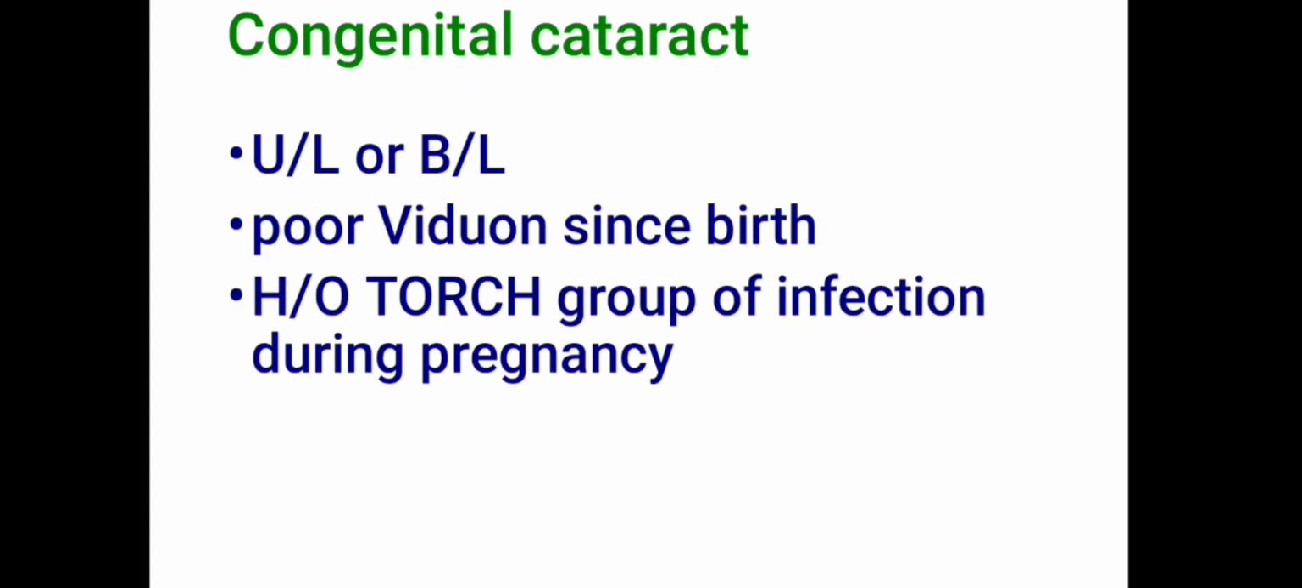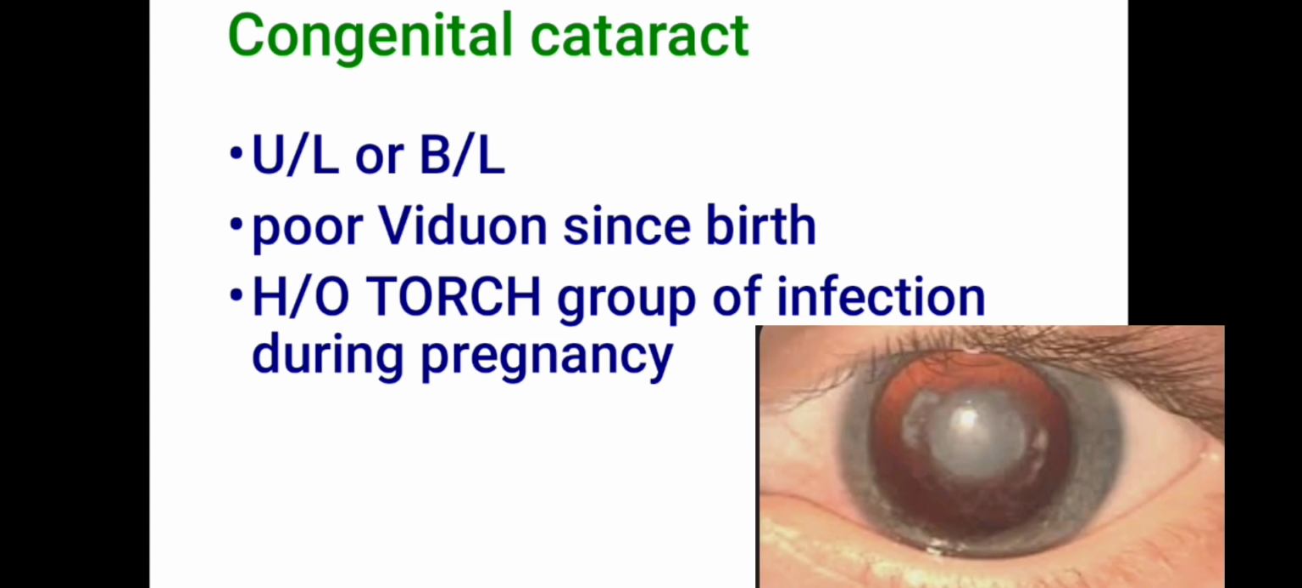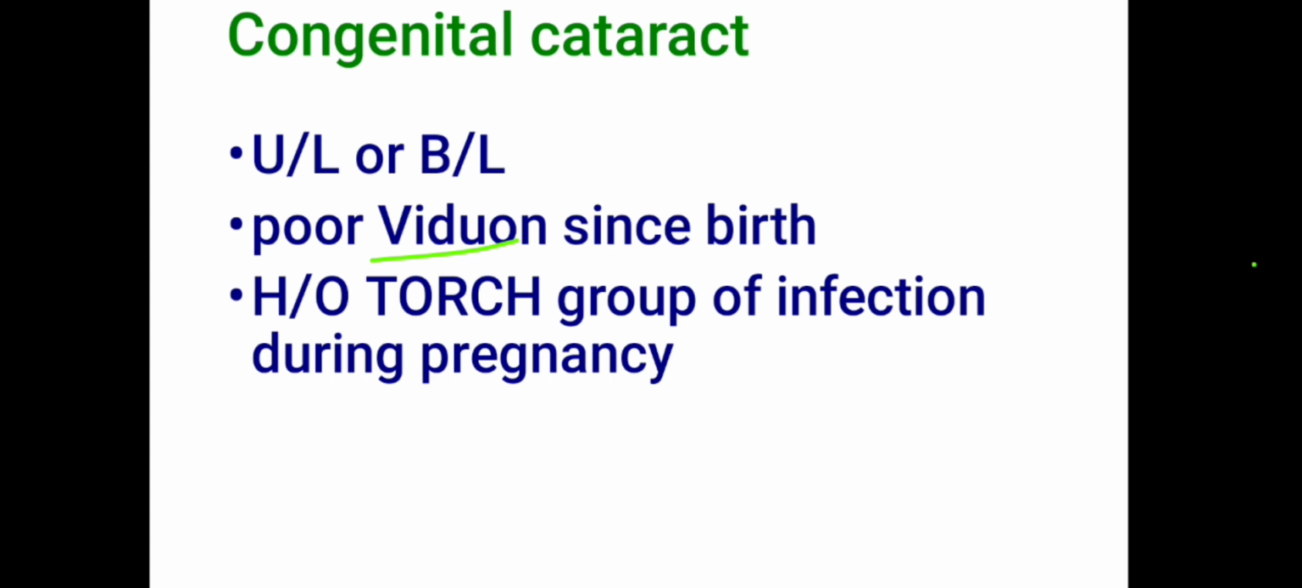So how will the case scenario be in the case of congenital cataract? The congenital cataract can be either unilateral or bilateral. Here usually the child or the parent comes with poor vision since birth. Sorry for the spelling mistake. Usually the parents come with history of poor vision since birth. And if you dig into the history, the mother may give history of TORCH group of infection during her pregnancy, that is history of rashes or fevers during the first or second trimester of pregnancy. Then you should think of congenital cataract.